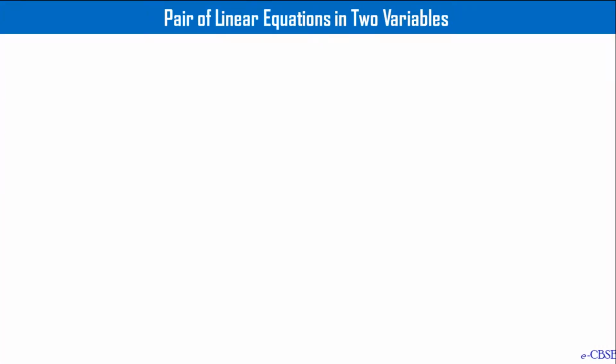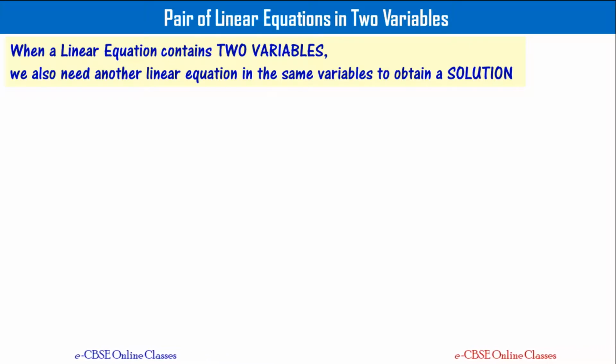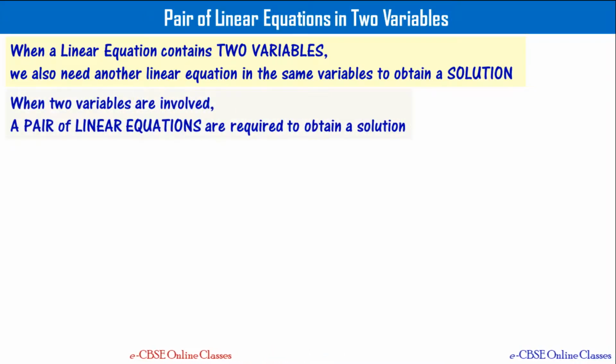If you summarize what we have learned, we can say that when a linear equation contains two variables, we also need another linear equation in the same variables to obtain a solution. You agree with me, right? This can also be said in other words as when two variables are involved, a pair of linear equations are required to obtain a solution. You agree with me, right?